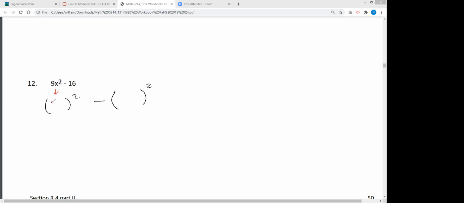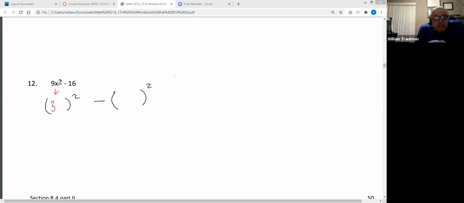3. 3. And something squared equals x squared, x. Do you see? Remember, power outside the parentheses is attached to the 3, and it attaches to the x. So I'm putting 3x in the parentheses. What am I putting in the other parentheses?